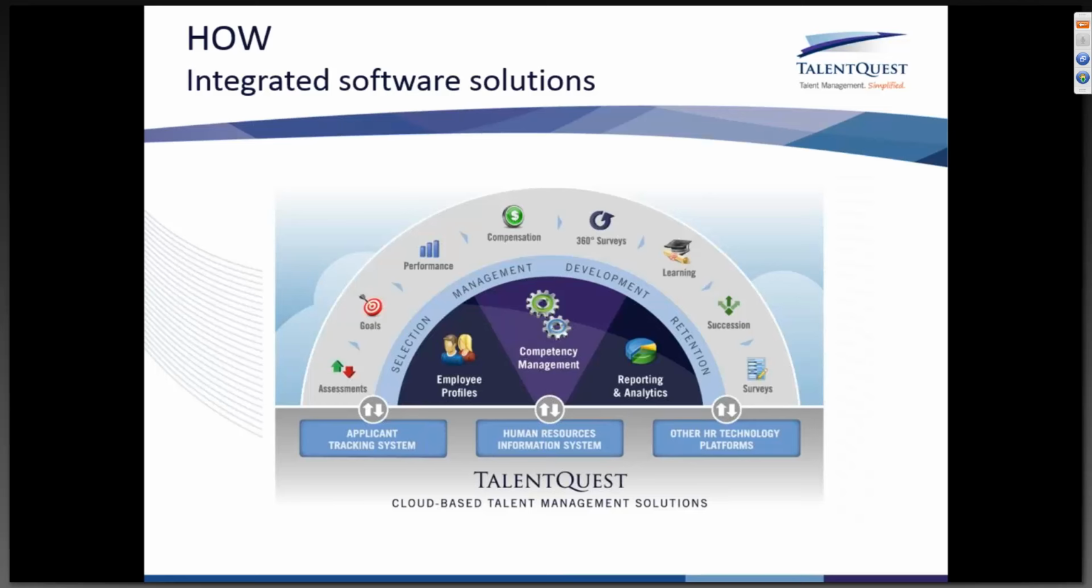Goal setting, which not only are performance-based, which has some relevance to what we're discussing, but can also be developmental, and that can be much more relevant when it comes to high potentials. 360 surveys, we talked about the importance of doing that over time, and the nice thing about the Talent Quest software is that you can continue to track those and have a record of that. Learning, we talked about that as an aspect of development. Obviously, succession is highly relevant to what we're talking about here, and mapping out where people are and where they want to be. And then surveys can have some function in this domain.